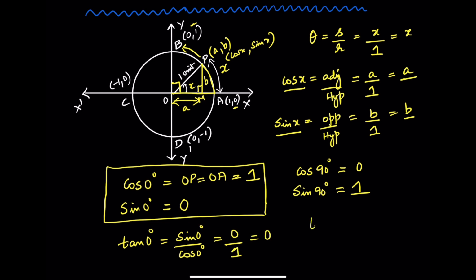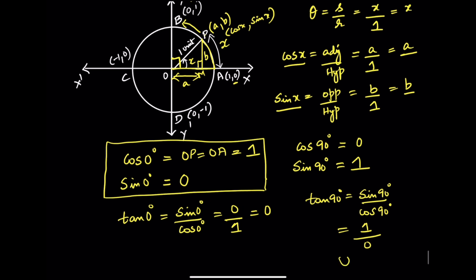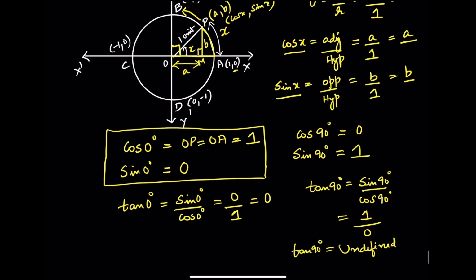Now in the same way, what would be the value of tan 90 degrees? That would be sine 90 divided by cos 90. Sine 90 is 1, cos 90 is 0, and this is undefined in mathematics. So 1 divided by 0 is not defined. So tan 90 is not defined. So this is how we can find the value of cos, sine and tan at 0 and 90 degrees.